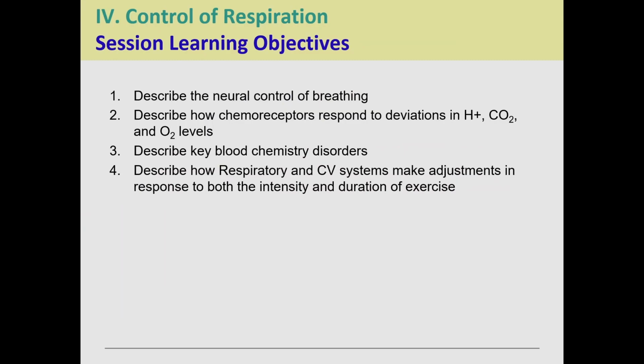All right, so now we're going to get into how we control respiration. We're going to talk about the nervous system side of things, chemoreceptors, things of that nature, of how do we respond to changing levels in hydrogen ions, in carbon dioxide, and in oxygen, and then we'll get into things that can go wrong with that, and how do we make adjustments, not just when things are wrong, but when we do things like exercise.